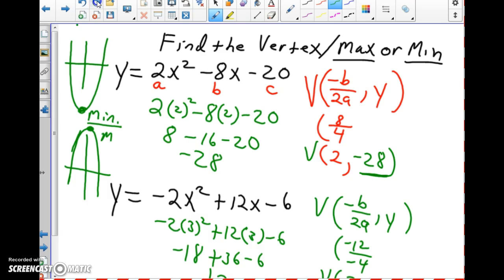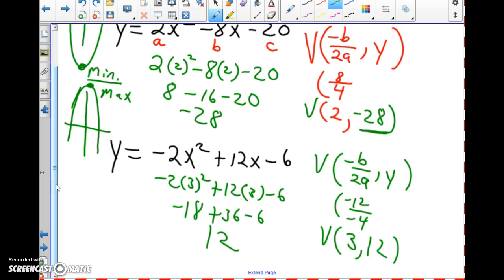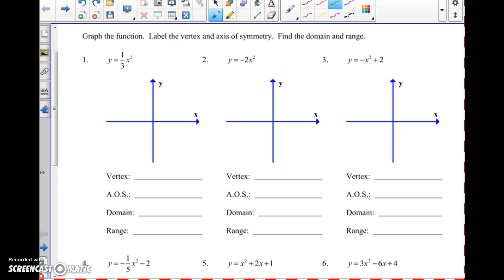Now, if we ask you what the minimum for this graph is, what you write down is this: you go to the vertex, and you write down the y coordinate of the vertex. So the minimum is going to be what? Negative 28. And for the second one, the maximum is going to be what? Positive 12. You guys understand that? What you do is just string those together and draw your parabola. That's all you have to do.